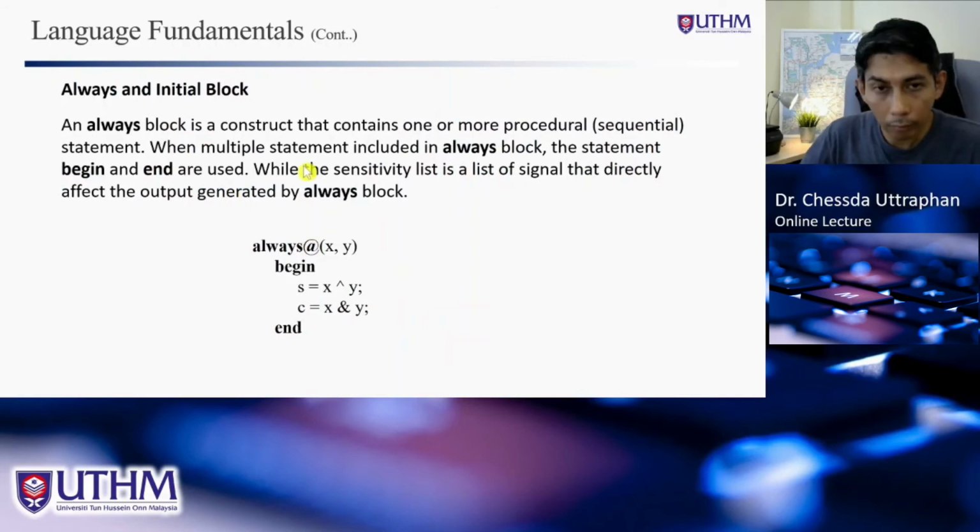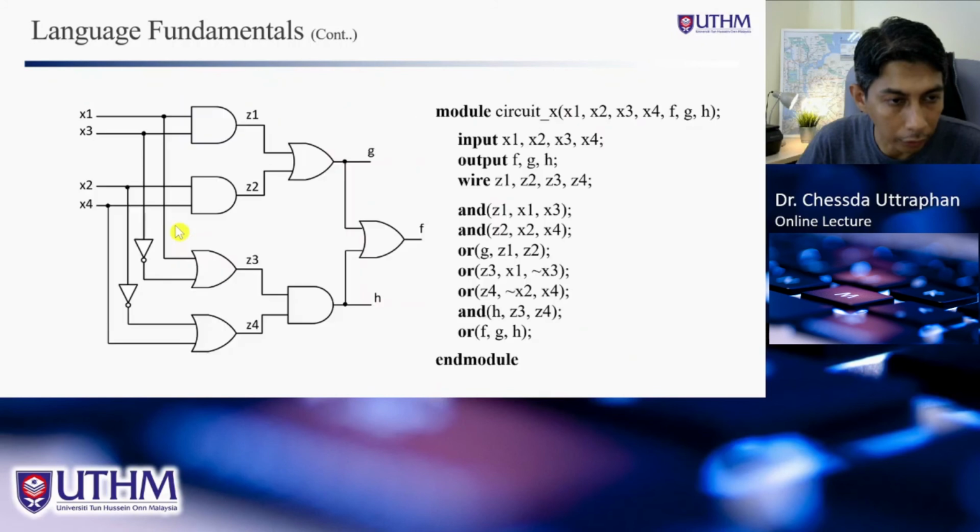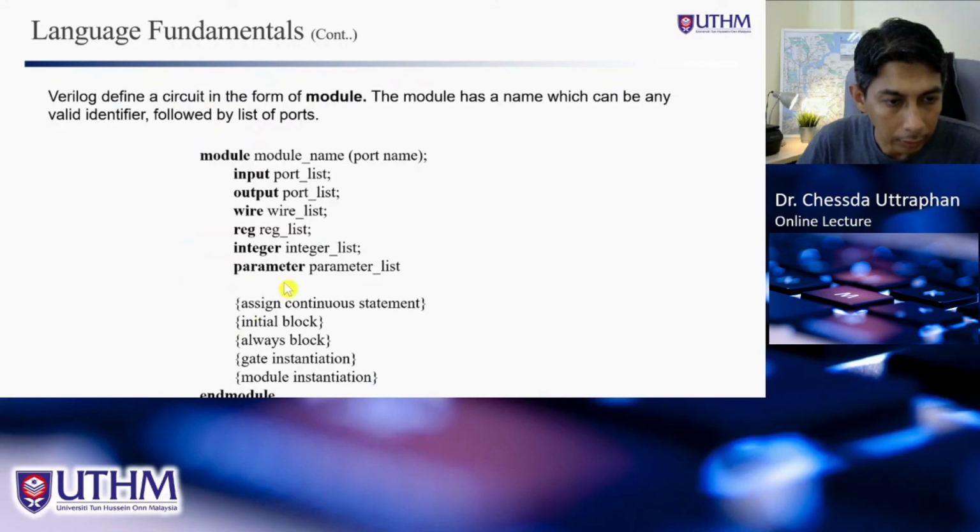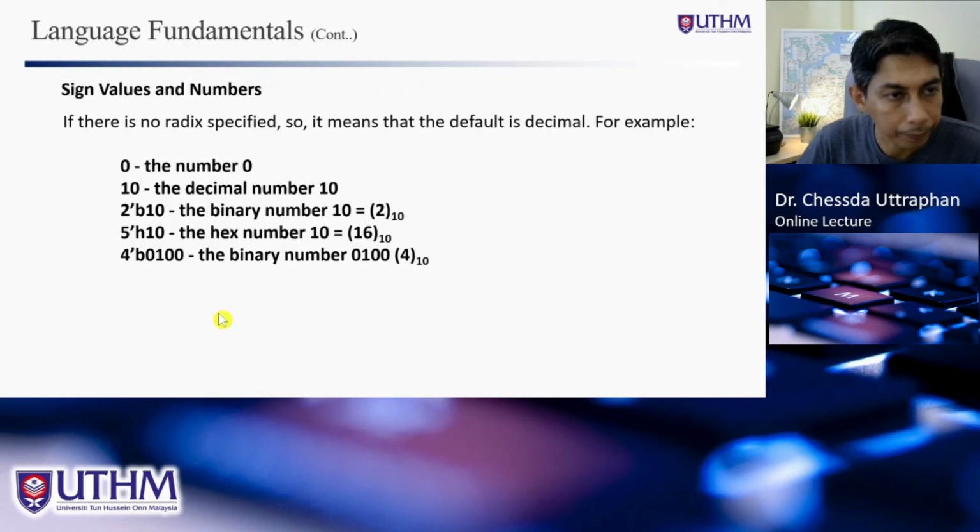Now, look at this: always block and initial block. If we go back a little bit, here are the initial block and always block. We have learned already input, output, wire; reg, not yet; integer, not yet; parameter, yes; assign, not yet; gate instantiation, learned already; module, not yet. Now it is the always block and initial block.